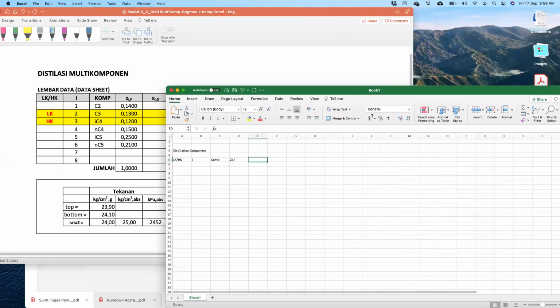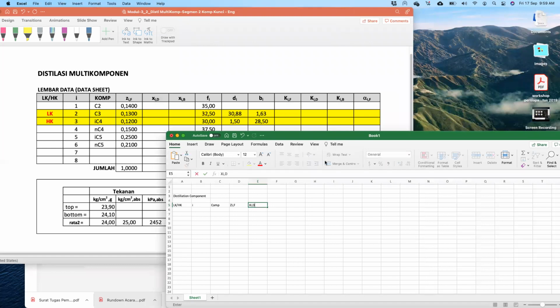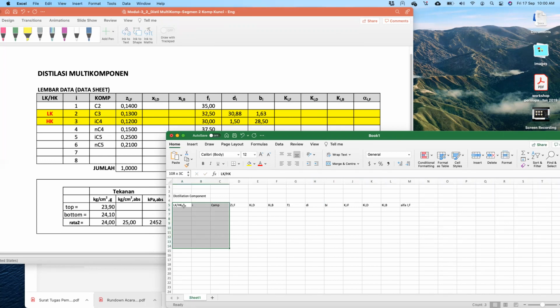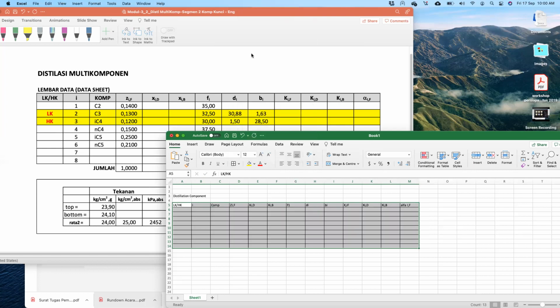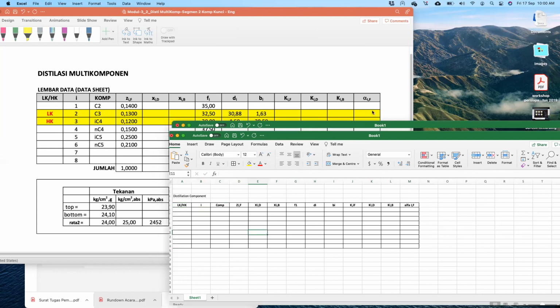let me have a quick look. XID, XID, FI, DI, DI, BI, KIF, K-I-D, K-I-D. Then the rows: 1, 2, 3, 4, 5, 6, 7, 8, 9. Make it bigger. This one, put it in the center and make it bold.